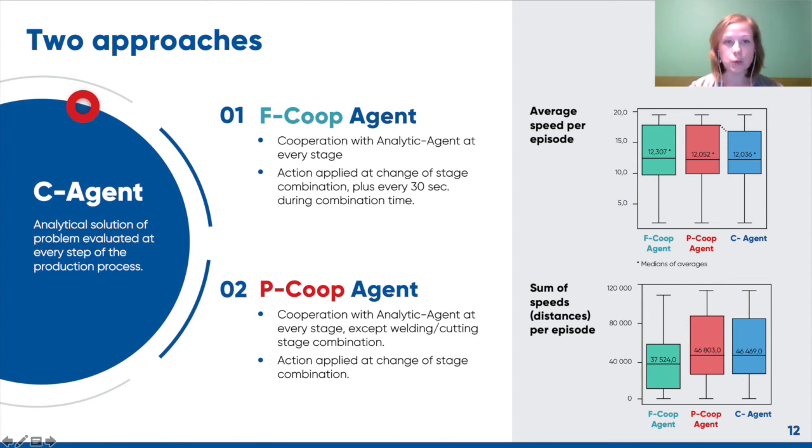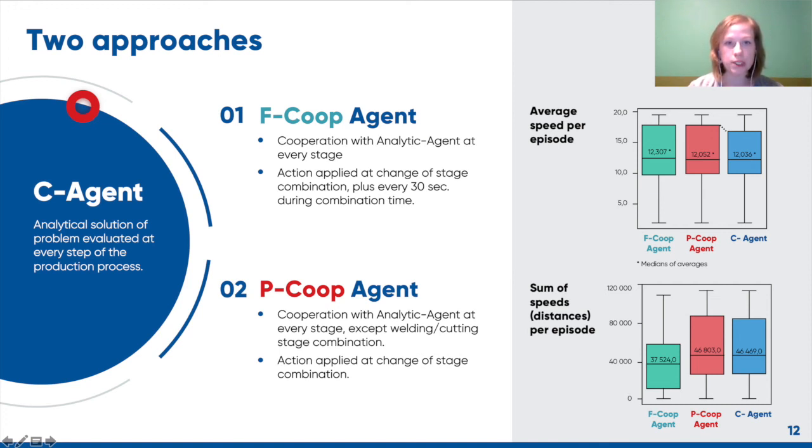In the following discussion, we'll compare the behavior of the F-corp agent with the P-corp agent and the C agent. In this particular case, the C agent is the agent acting every second, as it was already implemented in practice before we decided to develop an RL approach. On these two figures, on the left, the objective function is shown. We can formulate the objective function in two different ways: the first is the average speed per episode, and the second is the sum of all speeds during this episode, or in other words, the distance that the whole steel strip passes through the pickling line during this episode.